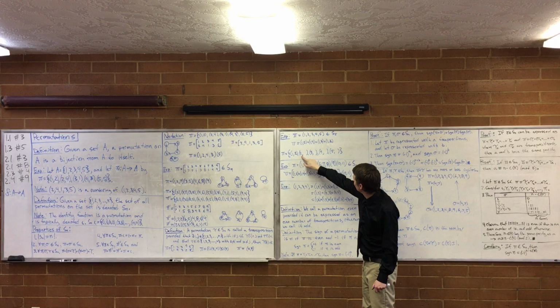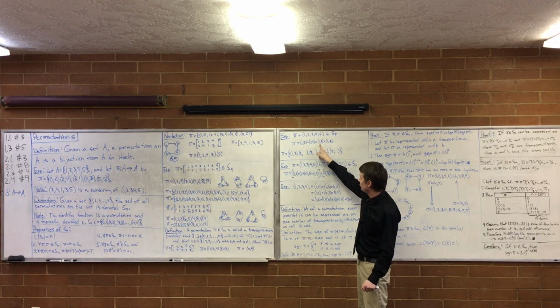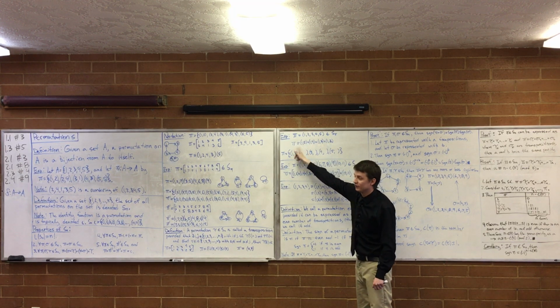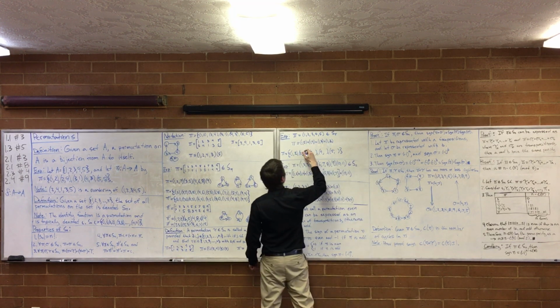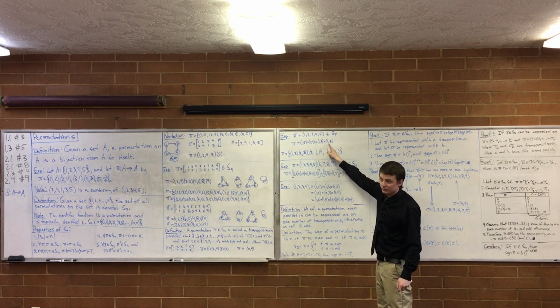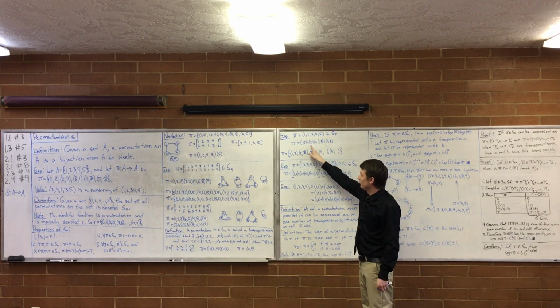Alright, let's restart. 2 plugged into here gives me 1. Plugged into there gives me 3, and stays 3 through the rest. So 3 comes out. Let's do the next one. 3 plugged into here, and through the chain, gives me 4. Perfect.